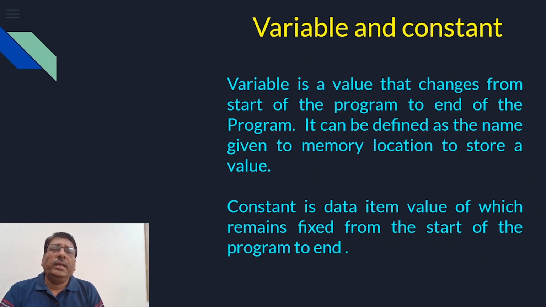Before we write a simple program in C, let's understand the terms variable and constant. I'll deal more with this when we discuss data types. A variable basically is a value that changes from the start of the program to the end of the program.